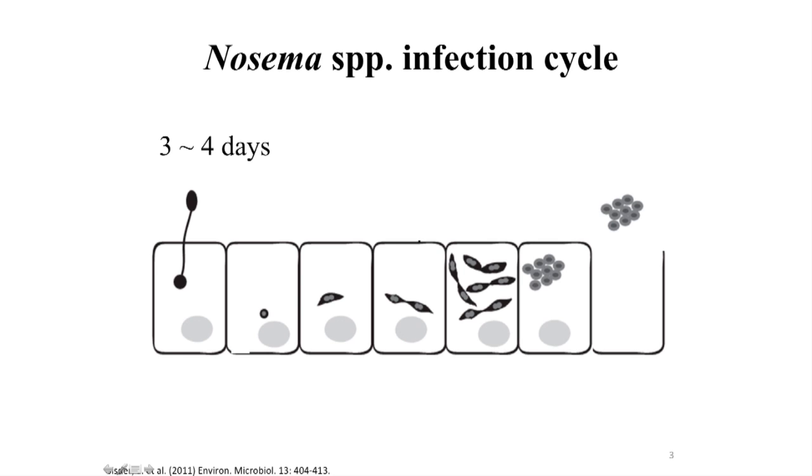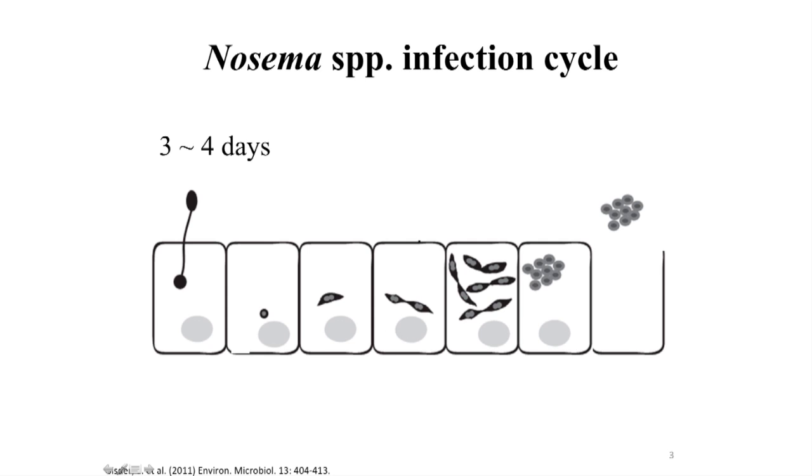After 4 to 5 days, a lot of offspring spores will be produced, and then the cell will burst. So the new offspring spores can go to the environment to infect new individual bees. They also can germinate immediately in the midgut to infect neighboring healthy cells.